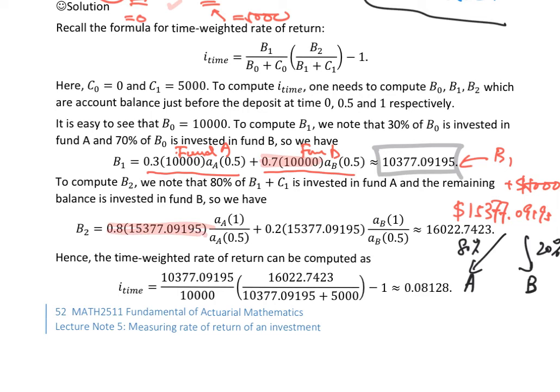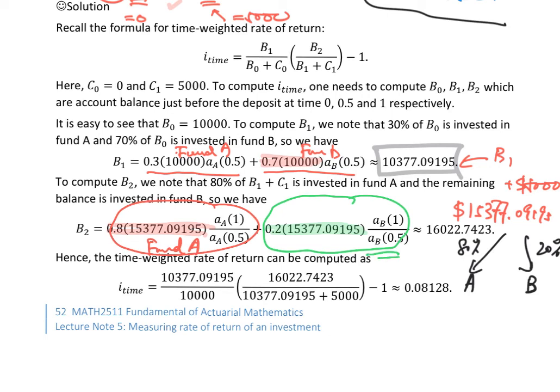Then at time 1, this value will grow to the final amount for fund A. For fund B it is similar. Remember, you allocate 20% of the wealth to fund B. Then at time 1, the value will go to this amount. Just take the future value and multiply by this accumulation function.